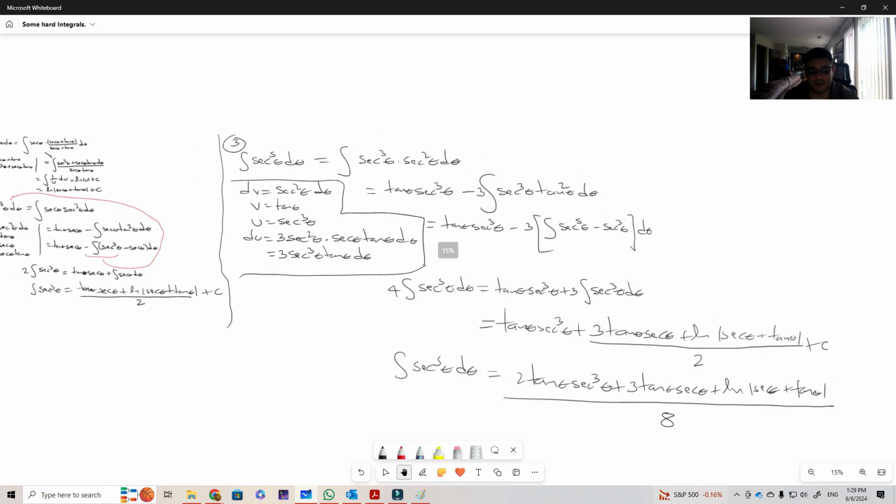Okay, so this is secant to the 5, and as you can see, it can get larger and larger. You could probably go secant to the 7, and it's going to be in terms of secant to the 5 because it's the same technique. But we're going to use this integral in some of the examples this week, so that's why I'm showcasing how to do these integrals.